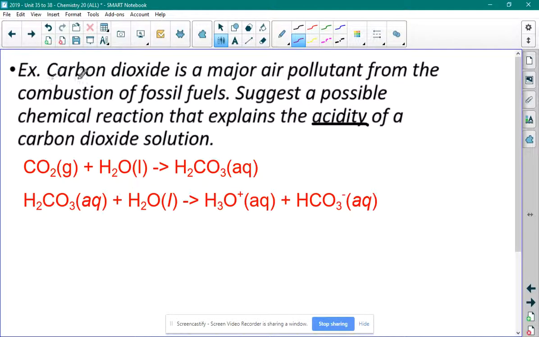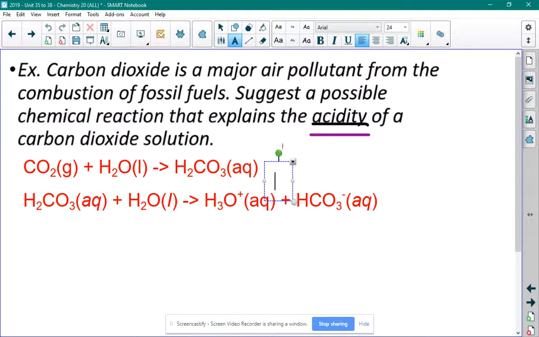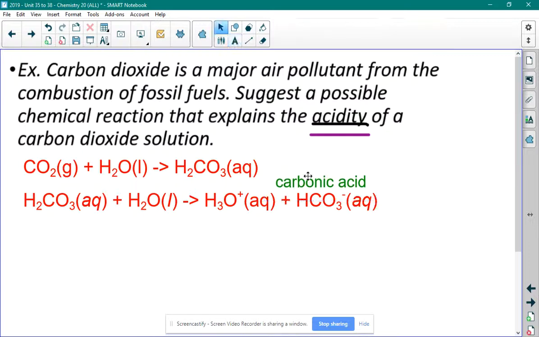Our STEM said carbon dioxide is a major air pollutant from the combustion of fossil fuels, suggests a possible chemical reaction that explains the acidity of a CO2 solution. So here's your first step. Carbon dioxide and water gives you H2CO3. And if everybody were to look that up on their data table, they would find that H2CO3 represents carbonic acid. Okay, so now we know this is definitely an acid.